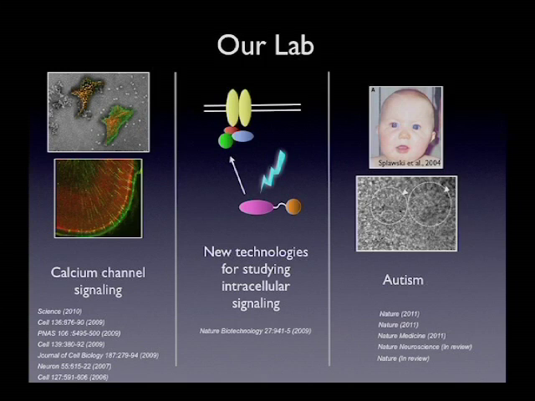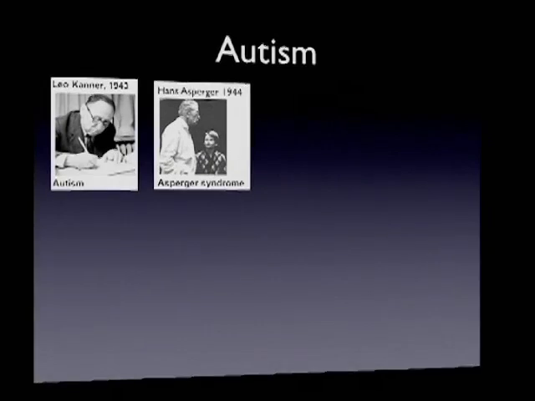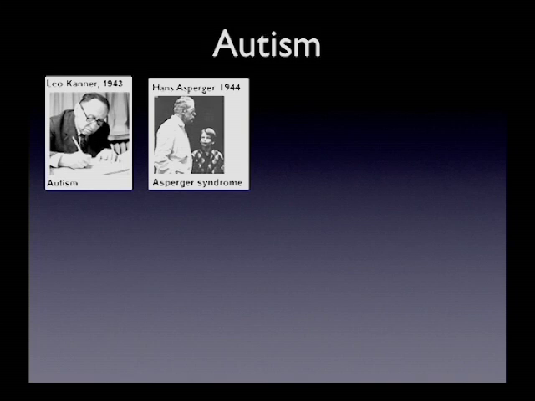But before I go further, and this is probably redundant in this audience, I still want to give you a little bit of background about autism so you understand why we've taken the approach that we've taken. First of all, you probably know that we owe the definition of autism to these two gentlemen, Leo Kanner and Hans Asperger, who were Austrian child psychiatrists working in the 1940s. They were interesting in lots of ways, including the fact that they never cited each other's papers.